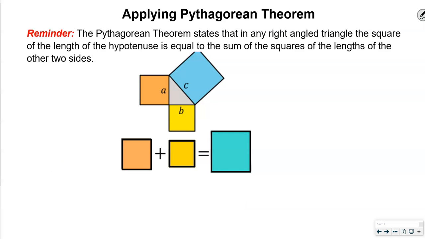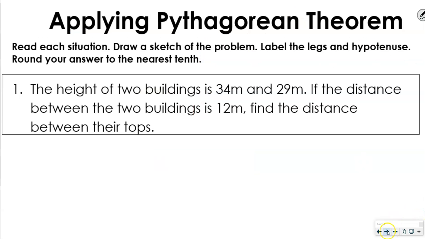So this is just a reminder. Pythagorean's theorem states that in any right-angled triangle, and we can notice that this has got a right angle right here, the square of the length of the hypotenuse is equal to the sum of the squares of the lengths of the other two sides. So we could say a squared, one side of our right triangle, plus b squared is equal to c squared, okay? And we just did that in a warm-up, so you guys should be good to go with that.